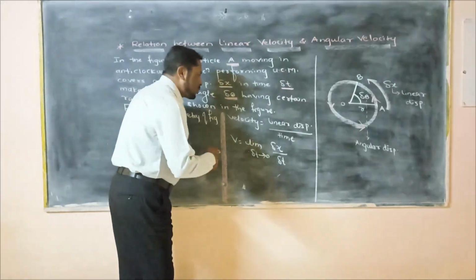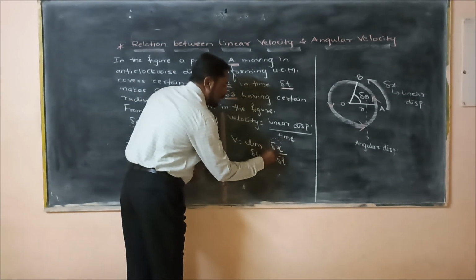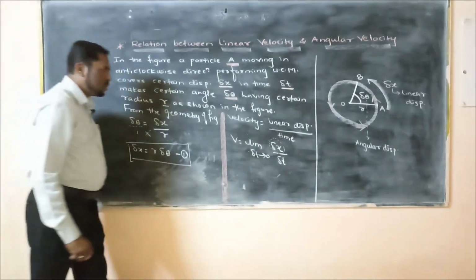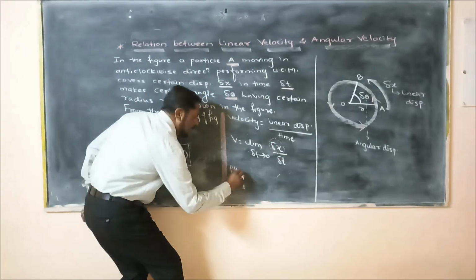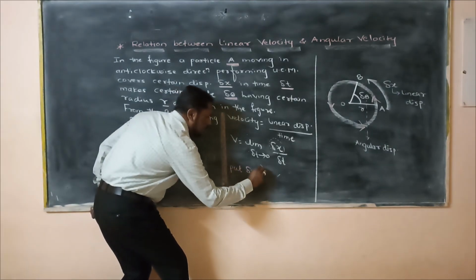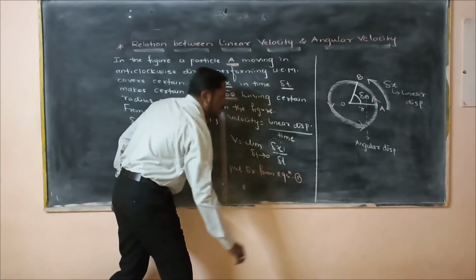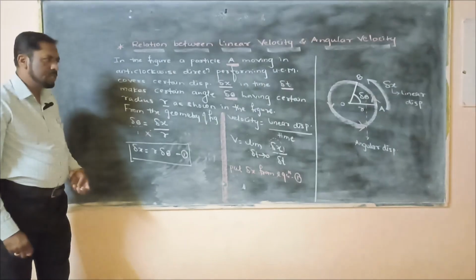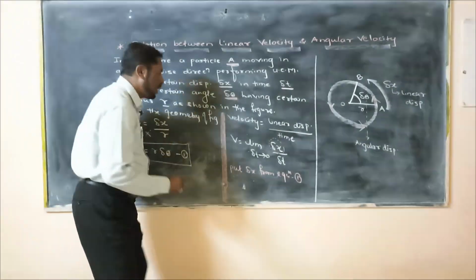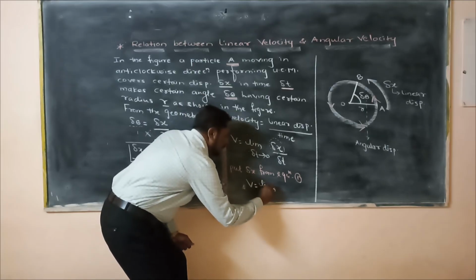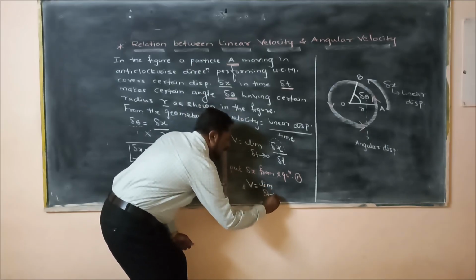But what do we understand by this delta x? We have in equation 1 its value. So what we can write? Put the value of delta x from equation 1. What we can write? We can write v is equal to limit delta t tends to 0.